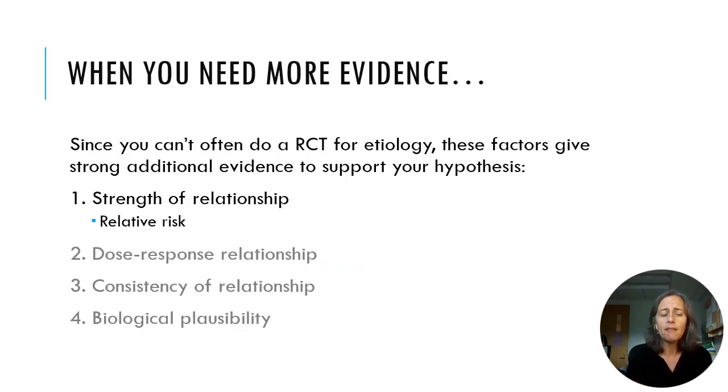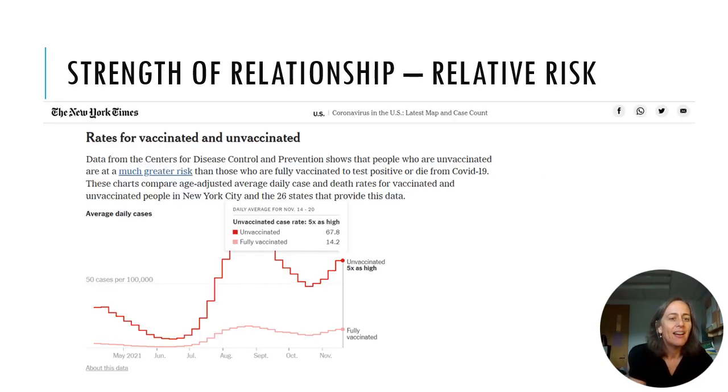So when you need more evidence, where do you get additional support? First is strength of the relationship, and that's where that relative risk is going to come in again. Let me just show you some more COVID data, because there's so much COVID data that has come out over the last 4 years. It's just lots of pretty graphs. Here we go. All right.